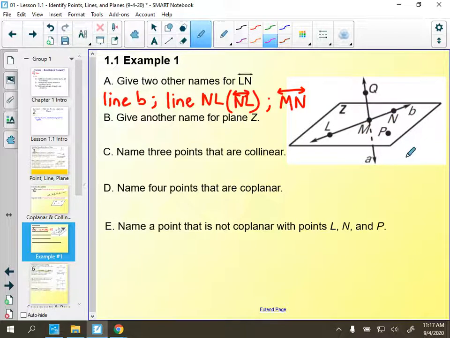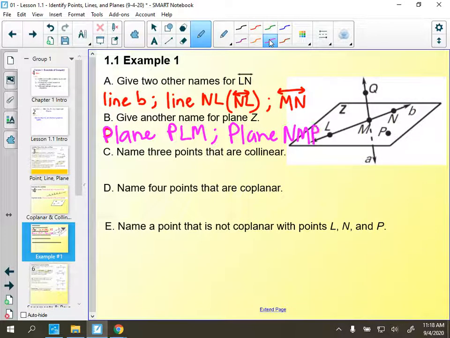Okay, and if I'm going to say it, I need to write that word. There is no abbreviation for plane, so I need to write out the word plane, and then you've got your choice. P, I'll go LM. No commas. Plane PLM would be a perfectly acceptable way to rename this plane. Let's do one more. Plane, take your pick. Let's do a different one: N, M, P. Plane NMP is totally acceptable way to name that plane.